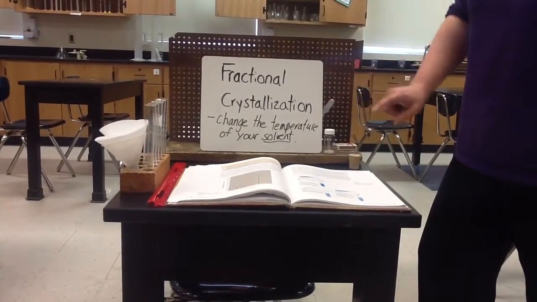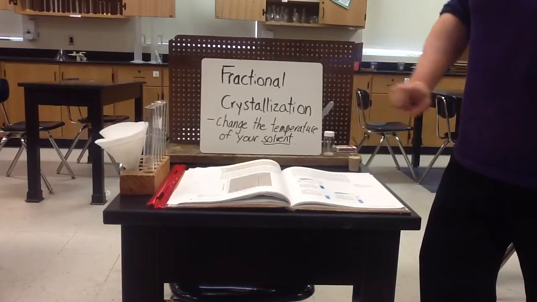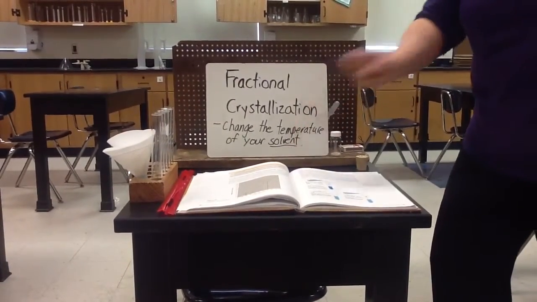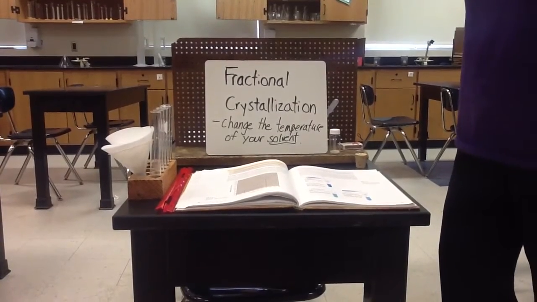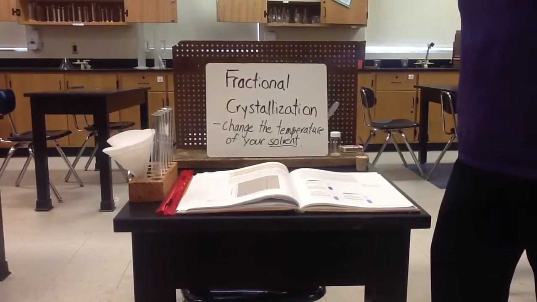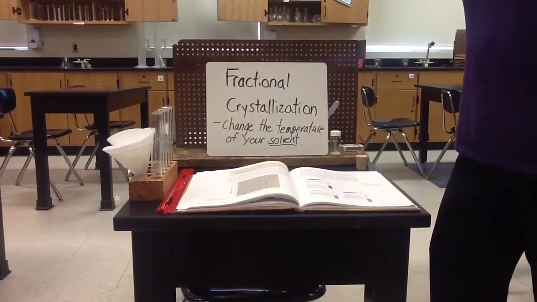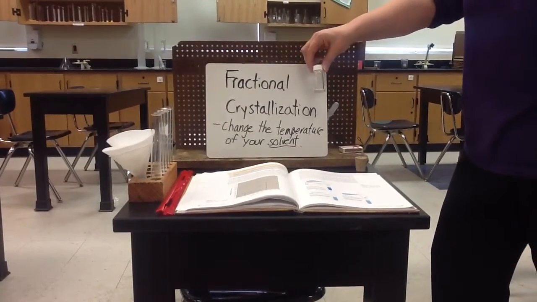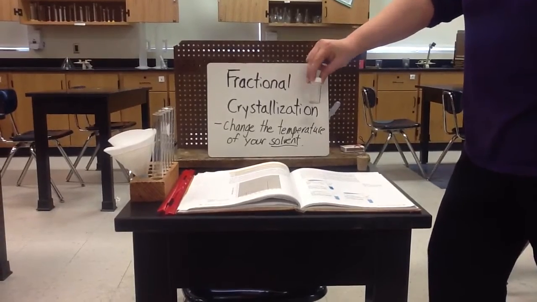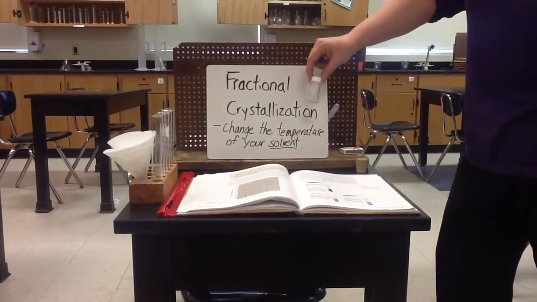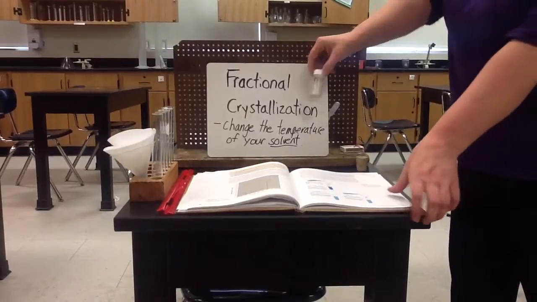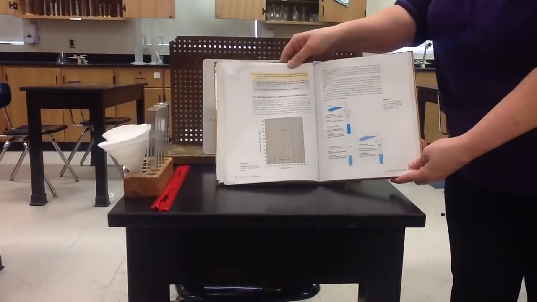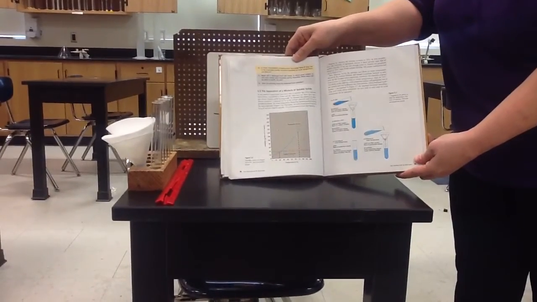your test tube. The idea behind fractional crystallization is that you're going to change the temperature of your solvent. So this is very similar to filtering, which we just did together in class on Thursday. You're going to be filtering two solids, and the two solids are sodium chloride and potassium nitrate. And if you look in your little brown book on page 99, or 98 I should say, there's actually a solubility curve for them. I'm going to show you that nice and big in a minute.